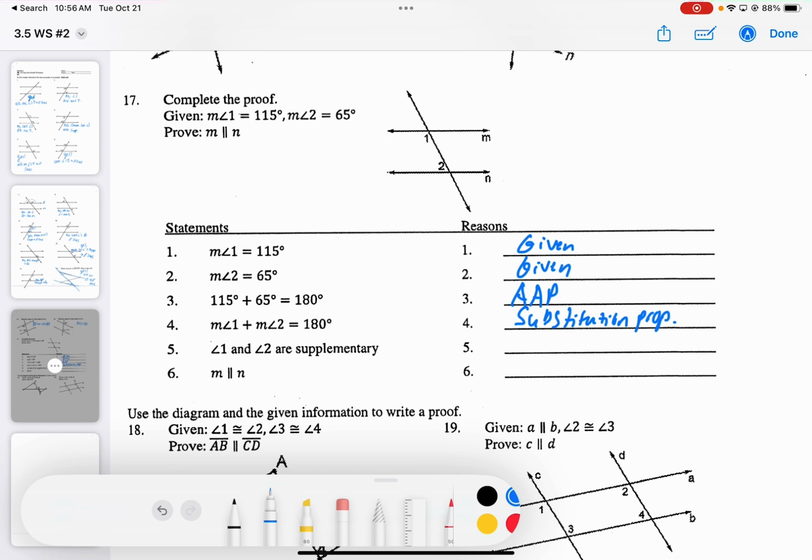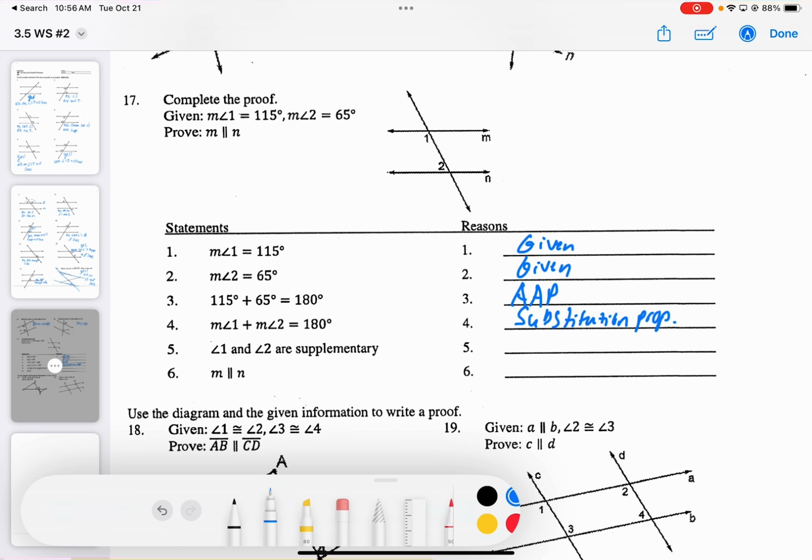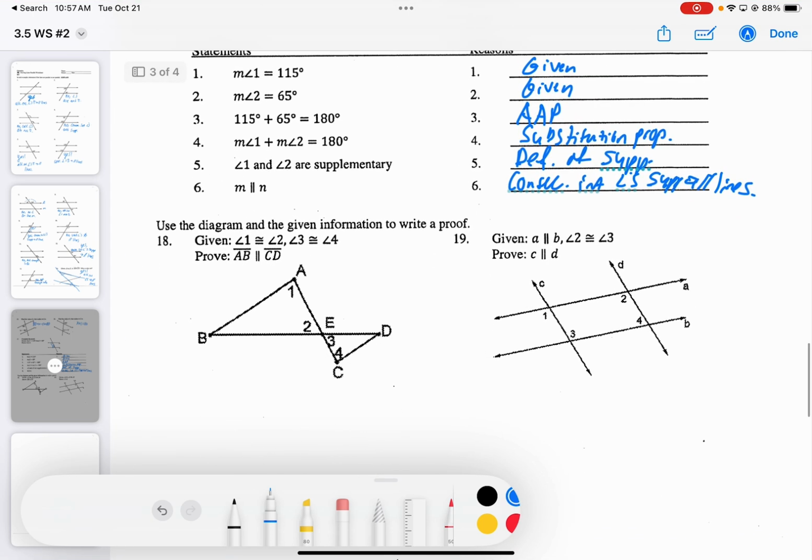All right, and then it says, okay, 1 plus 2 equals 180, so then 1 and 2 are supplementary. What reason would we justify for 5? I know that two angles added together equal 180. Just definition of supplementary is what I would use. So, def of supplementary. Okay, 1 and 2 are here and here. What type of angles are 1 and 2? Good. So then that's when we would use consecutive interior angles, supplementary, imply parallel lines. Okay.